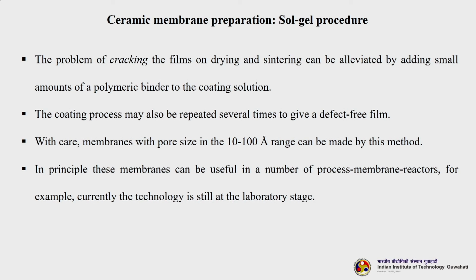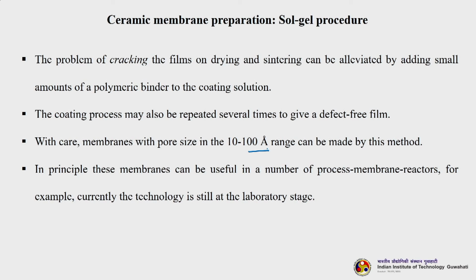The problem of cracking of the films on drying and sintering can be alleviated by adding small amounts of a polymeric binder. This we have already discussed, but just again, since we are using ceramic membranes, the same procedure is adapted in ceramic membranes also. Okay. The coating process may also be repeated several times to give a defect free film, but the coating must be as thin as possible. So, you can go for multiple coatings, or you can coat in series basically. With care, membranes with a pore size in the 10 to 100 angstrom range can be made by this method. In principle, these membranes can be useful in a number of processes, such as membrane reactors. Currently, the technology is still at the laboratory stage.